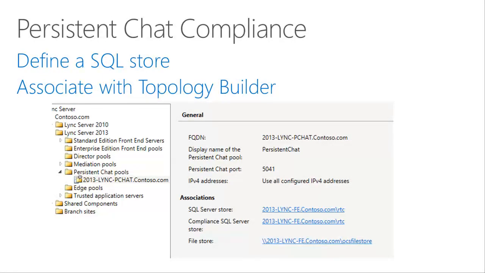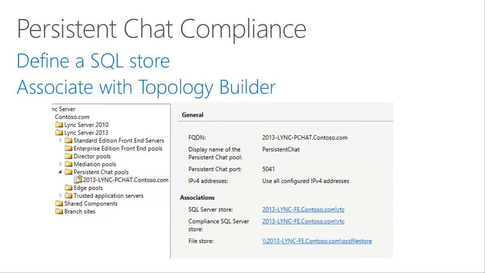So enabling compliance with group chat 2010, anybody ever done that before? Was a pain in the butt. You would pick one server, that would be your compliance server. If that server failed, guess what? No compliance. So it wasn't a great story. And you know what? Customers said, not a great story. So what did we do? We listened, we heard, and we fixed it.